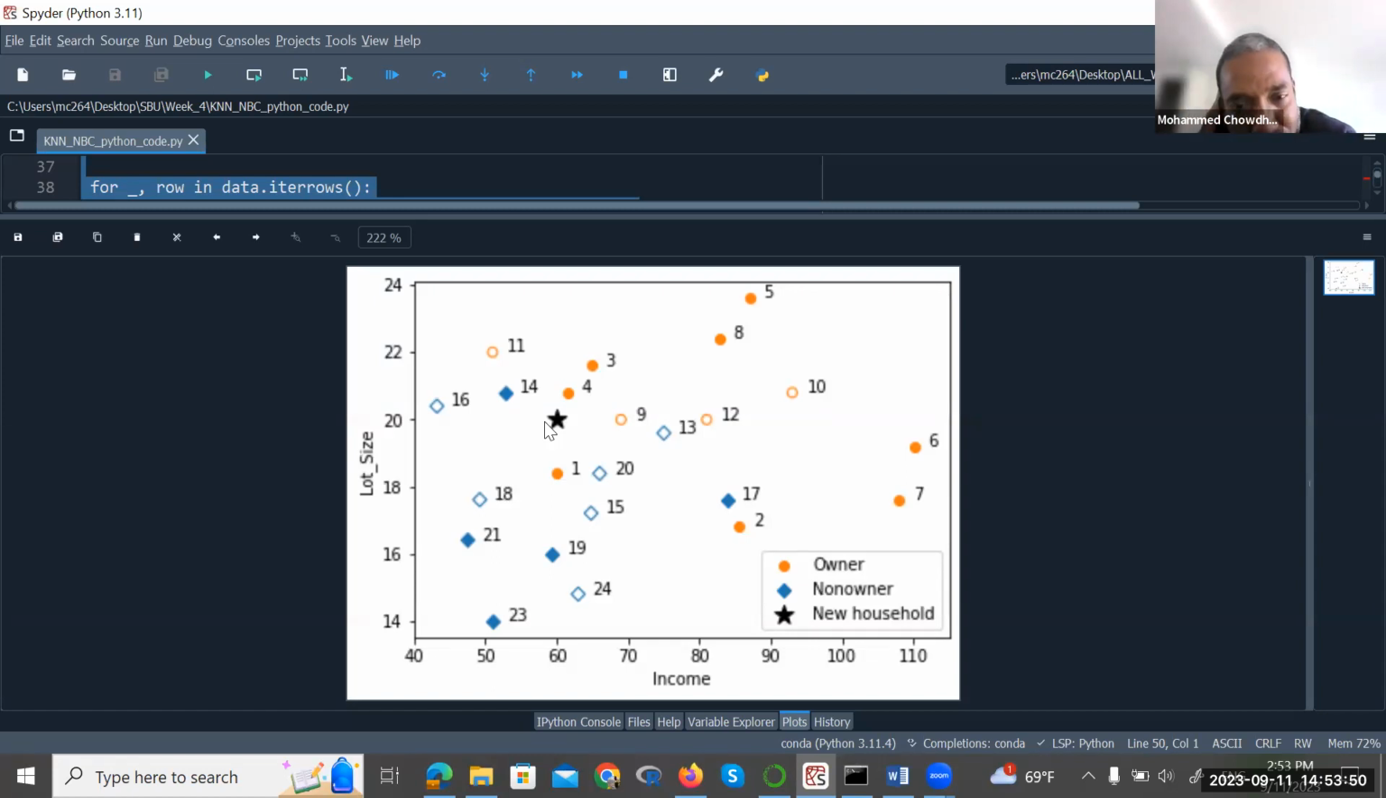Now you see some of those are filled up and some of those are vacant. For example, orange circles are filled up, orange circles are not filled up. So this is filled up and non-filled up because of training and test data.